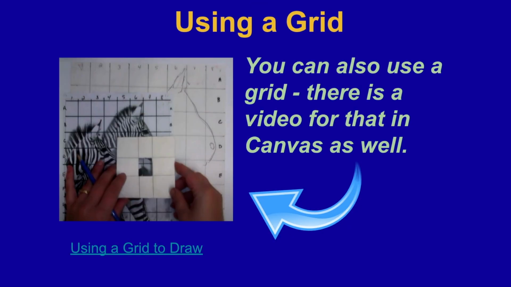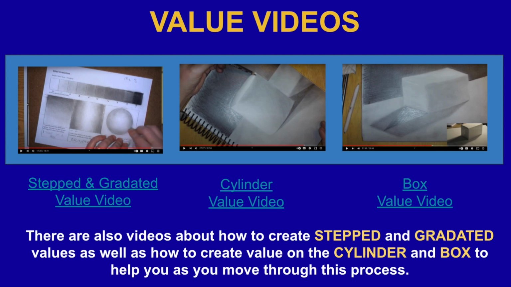Another thing that you can do to draw more accurately is use a grid. When we do things that are more complicated, like the perspective drawing or the still life drawing, you could use a grid to block your shapes in as well if you wanted to. Again, there's a video right here that will show you how to do that, which we'll include in the later units as well. Other videos that you can use for value: we have the stepped value scale here. We also have the cylinder value video and the box value video. The bag value video should be in the module in Canvas.